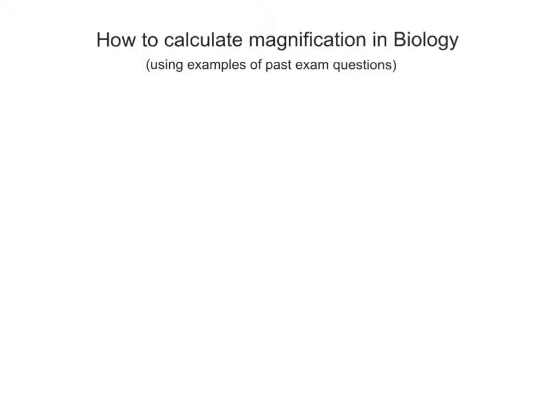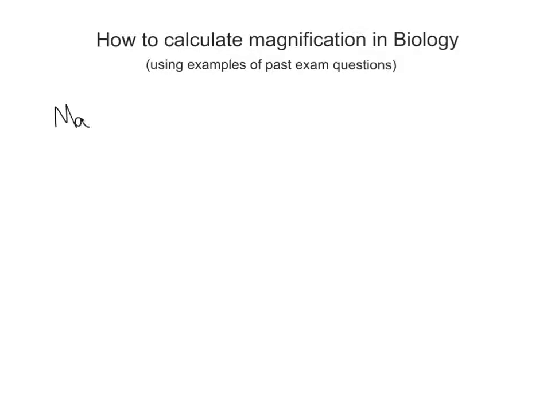So we'll talk about how you use values for magnification, size of image and size of the actual object that you're looking at, the formula that you need to use to be able to calculate such values. And then we'll talk about actual exam questions and how to approach different ones. So first of all, let's just talk about the formula and then we'll link everything to that. So the formula for magnification.